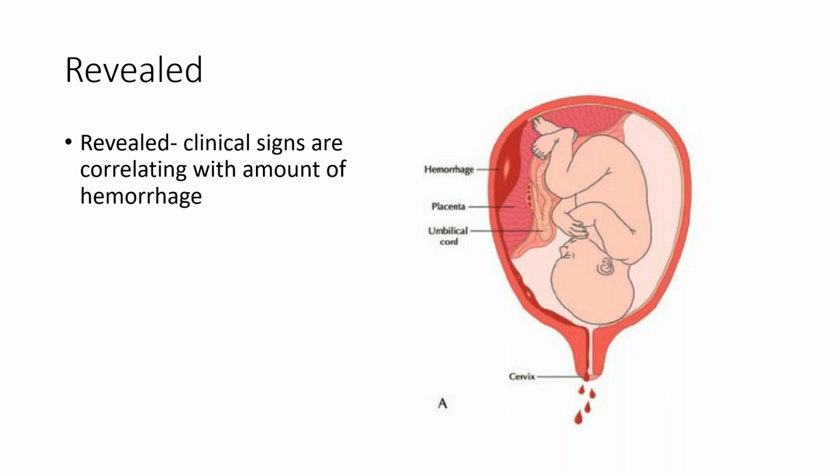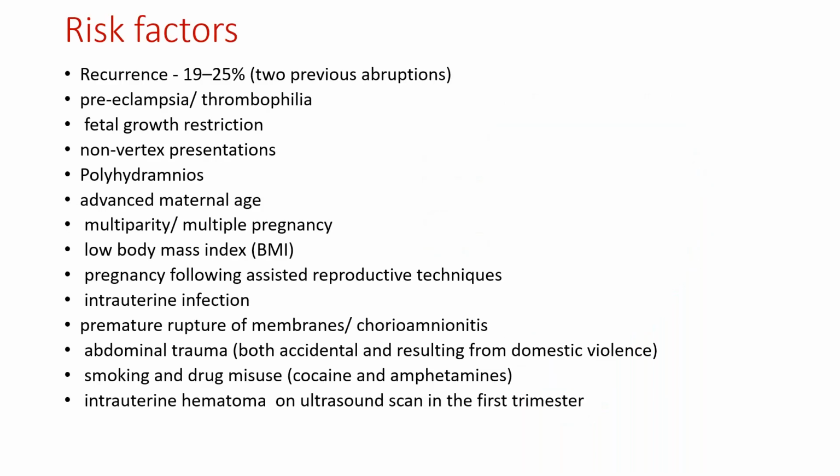But the risk factors of abruption: if there is a history of abruption, with two previous abruptions there is a recurrence chance of 19 to 25%. With one abruption, the overall chance range is 9 to 17%. And if one abruption has occurred, and with two, it is 19 to 25%. Then preeclampsia or thrombophilias, in which there is high BP, fragile vessels, abnormal placentation, and abnormal vasculature. Because of that, preeclampsia and thrombophilia.